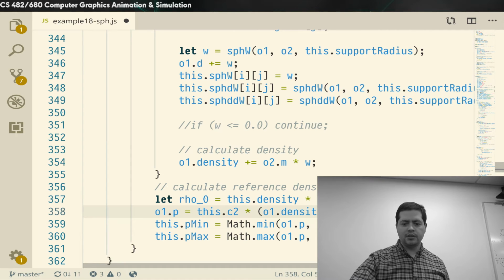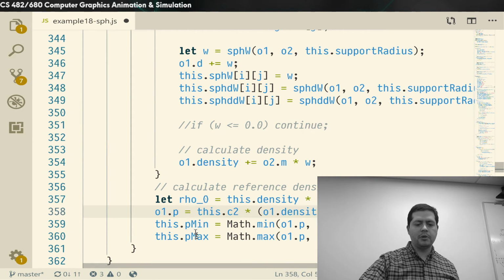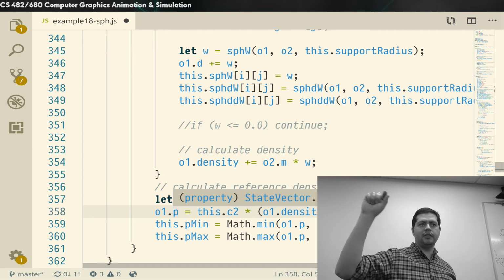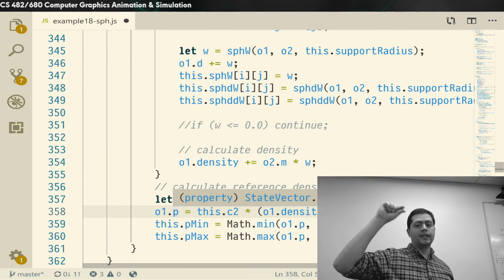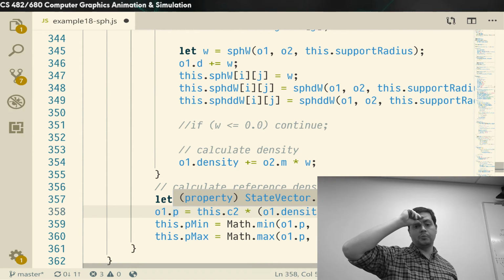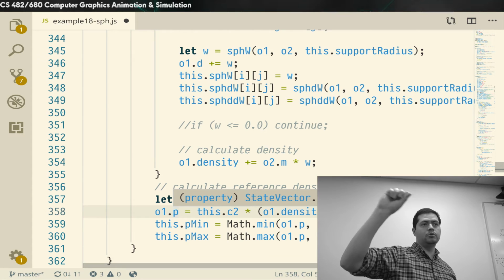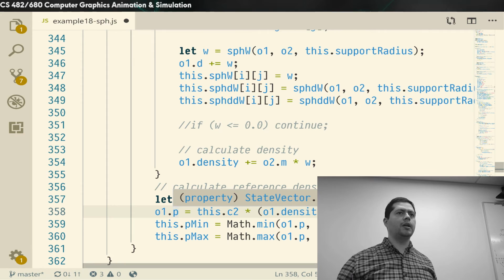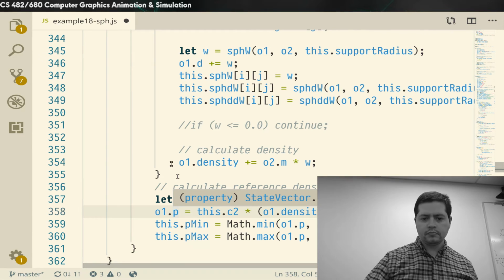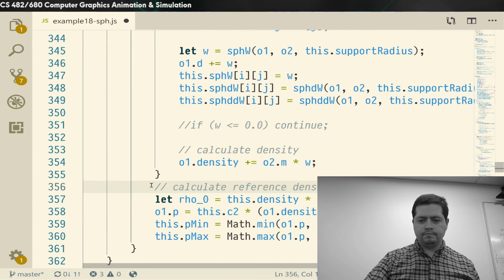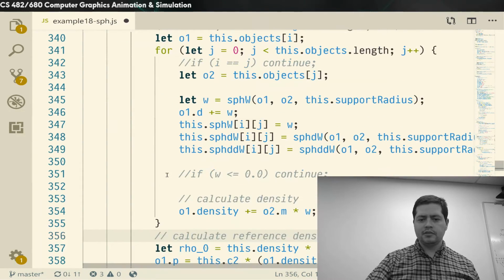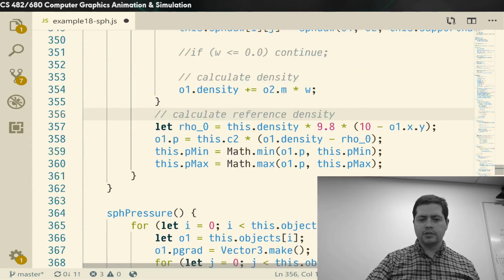And then over here, I'm just capturing the minimum and maximum values for the pressure. That way we can color the particle based on what its pressure is. So if it's got 0 pressure, then it'll be straight blue. And if it's the maximum pressure that we've seen, then it'll be bright pink. Okay, so that's how we calculate the density, and that's pretty straightforward.